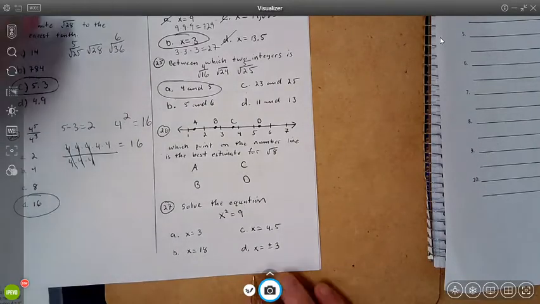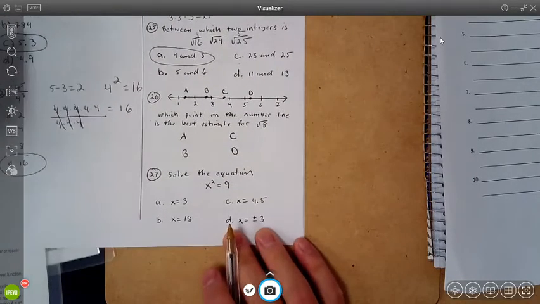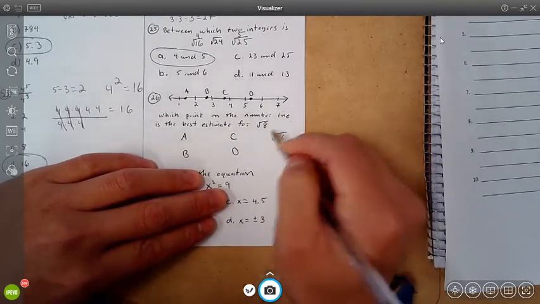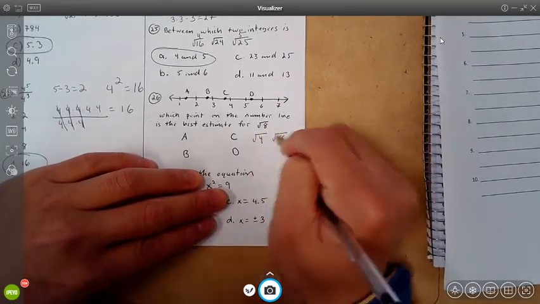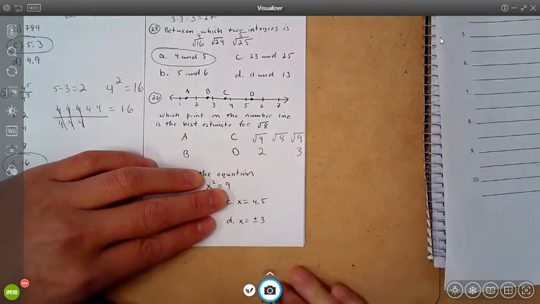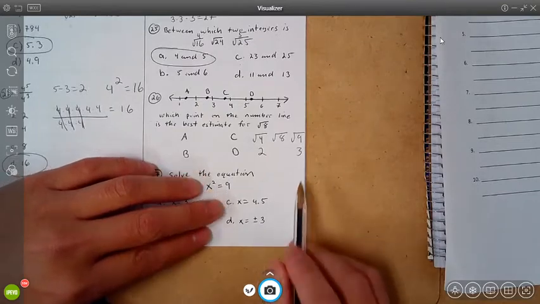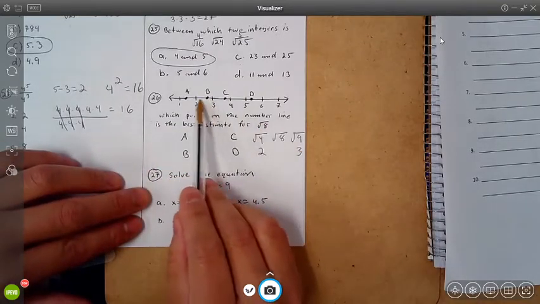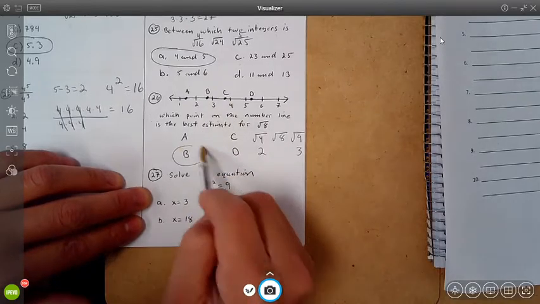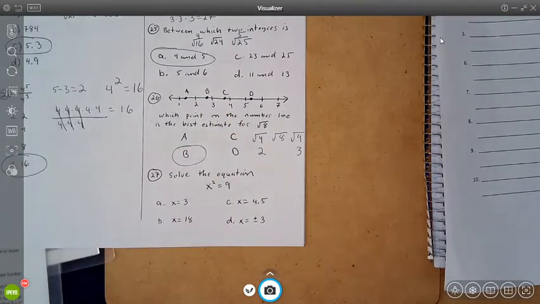Number 26, the square root of 8. So for the square root of 8, the next lowest perfect square is the square root of 4. The next highest is the square root of 9. That's 2 and 3. Okay, so which of these points is between 2 and 3? That's option B.